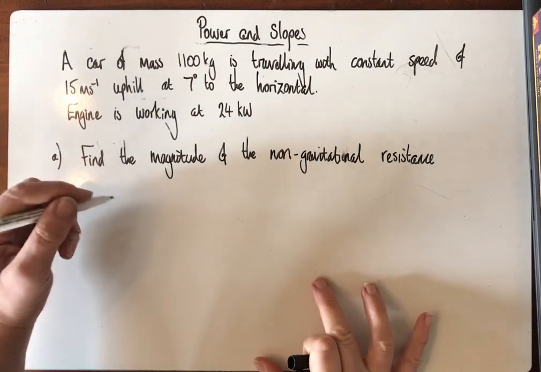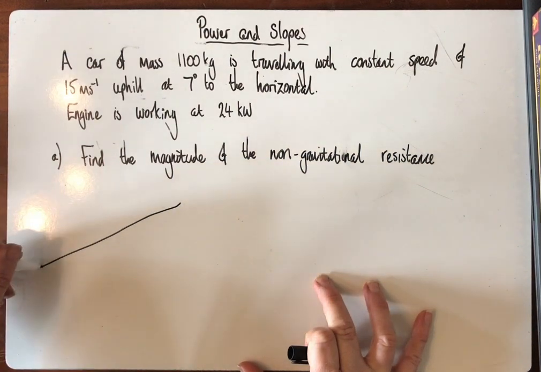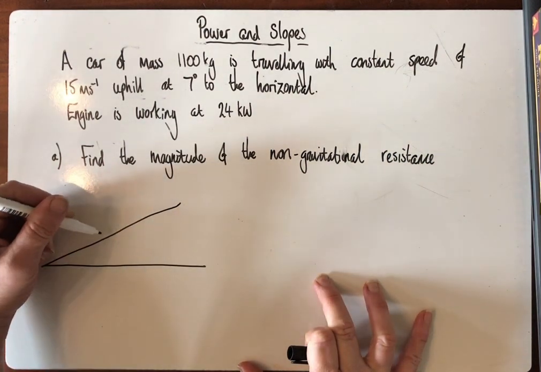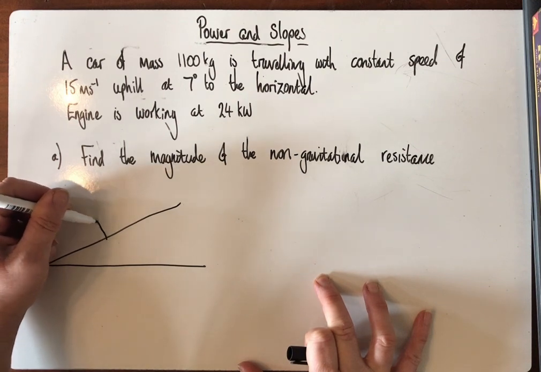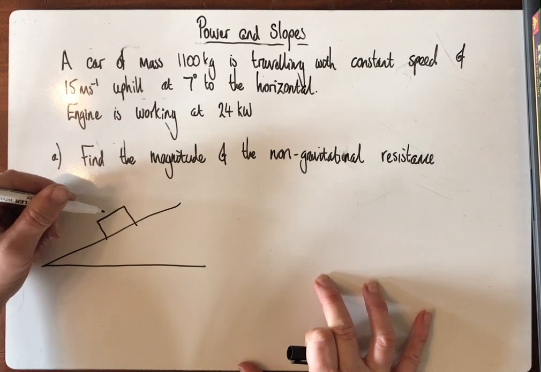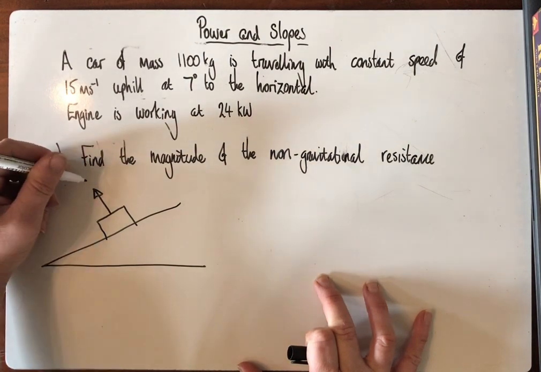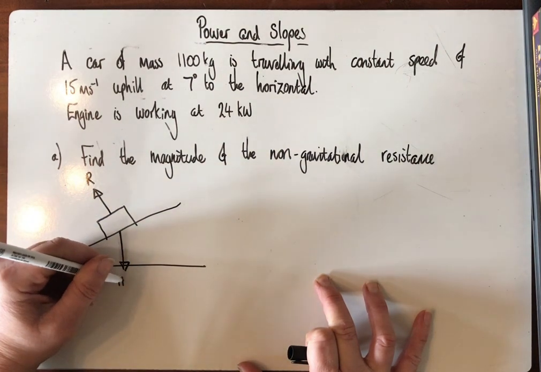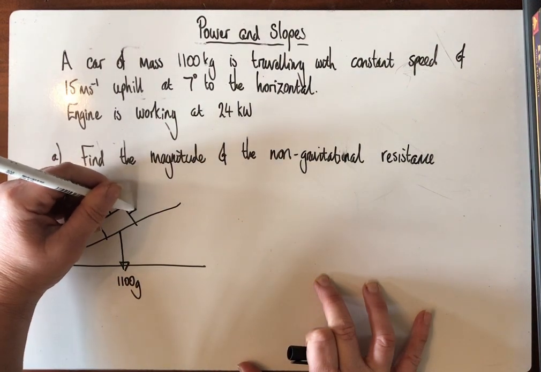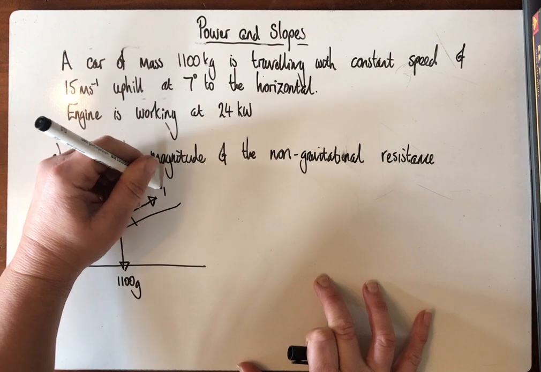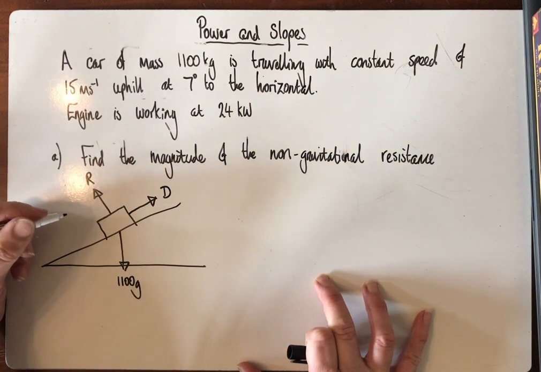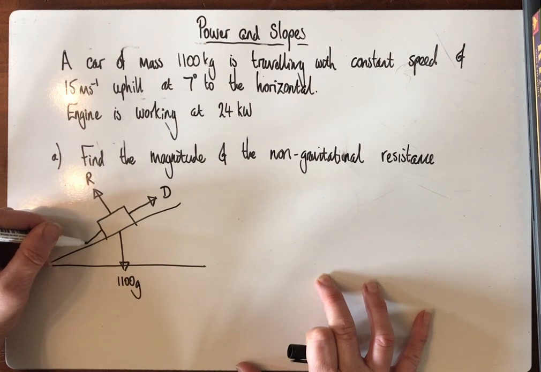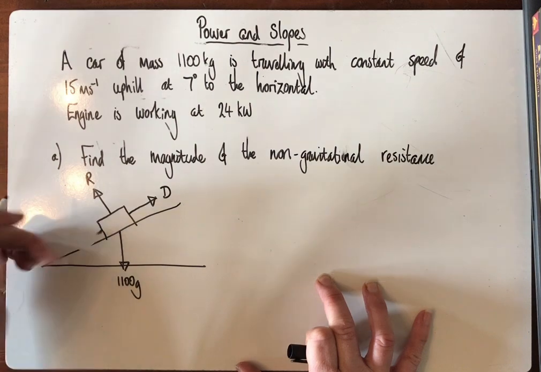So, drawing a diagram. We have the car, we've got the normal reaction force, we've got the weight coming down, I'm going to call this a driving force, and then we've also got some resistive forces. So non-gravitational resistance.